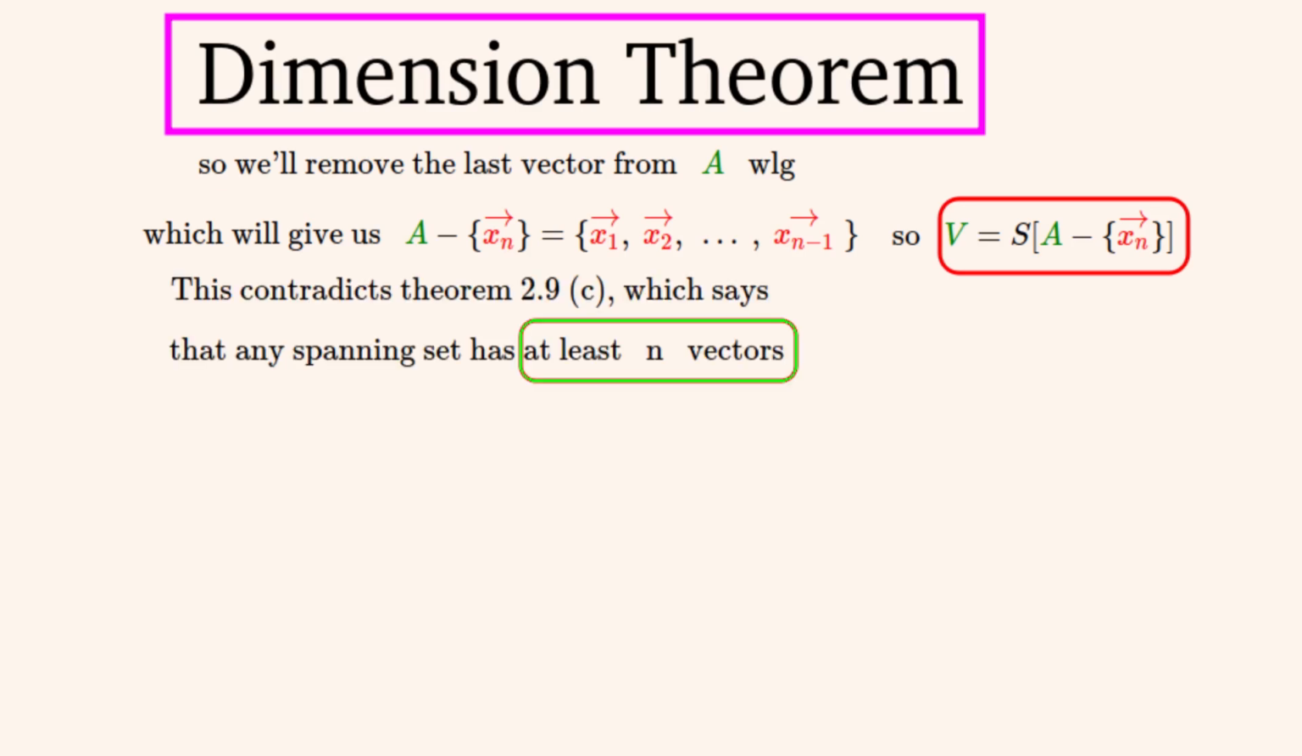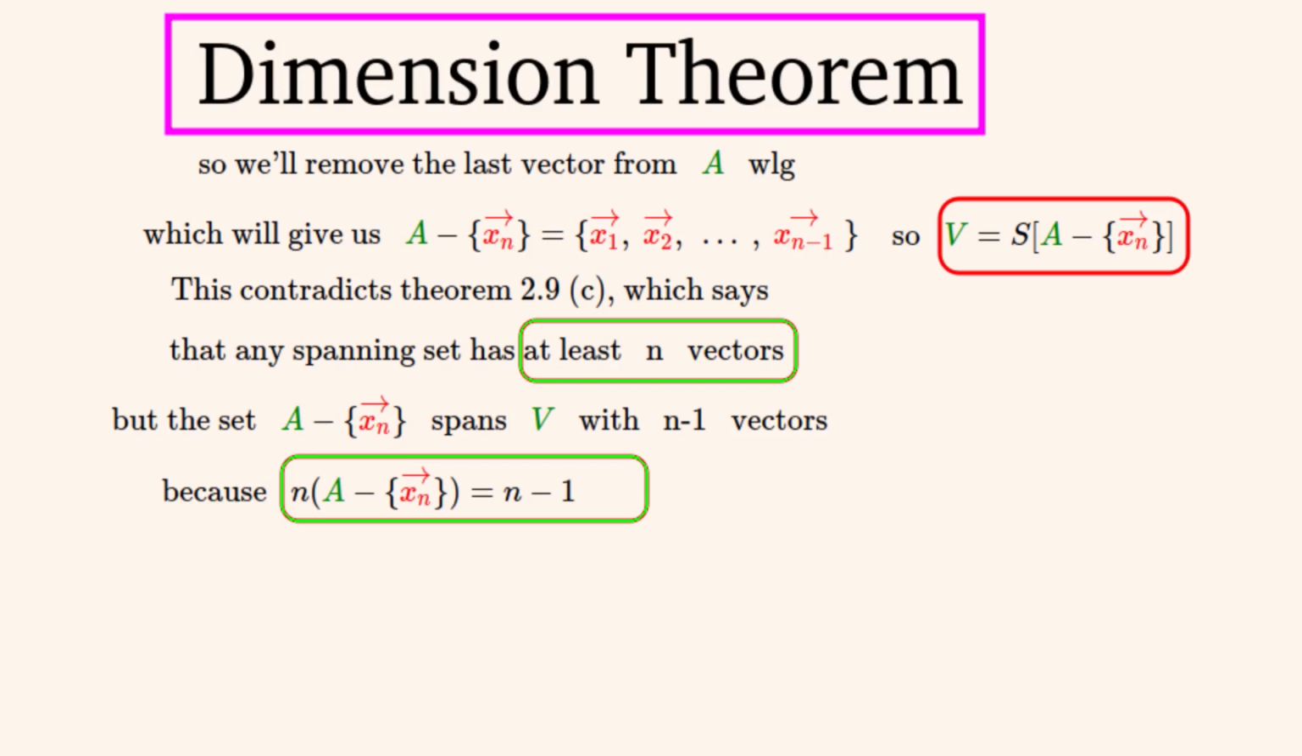So I've just found a contradiction. Another past theorem says that a spanning set must have at least n vectors. But we've just found a set with n-1 vectors that spans this vector space, and this set has less than n vectors, since n-1 is always less than n. So I'll just write this down in math notation. Here's the spanning set with n-1 vectors. And it has less than n vectors, so that it can't span V.